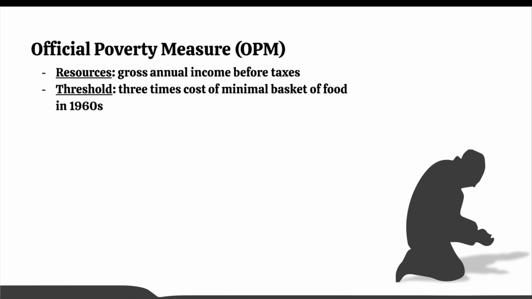The OPM is one poverty measure. It looks at resources, specifically gross annual income before taxes. The threshold for the OPM is 3 times the cost of a minimal basket of food in the 1960s. It's 3 times the minimal cost of a basket of food because households used to spend 1/3 of their income on food. This threshold is adjusted by family sizing and inflation.